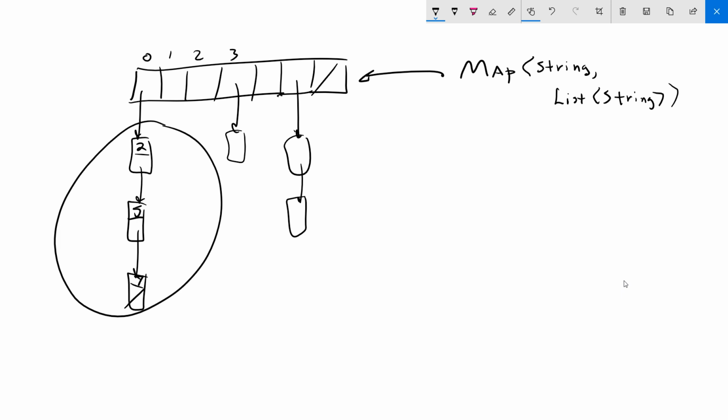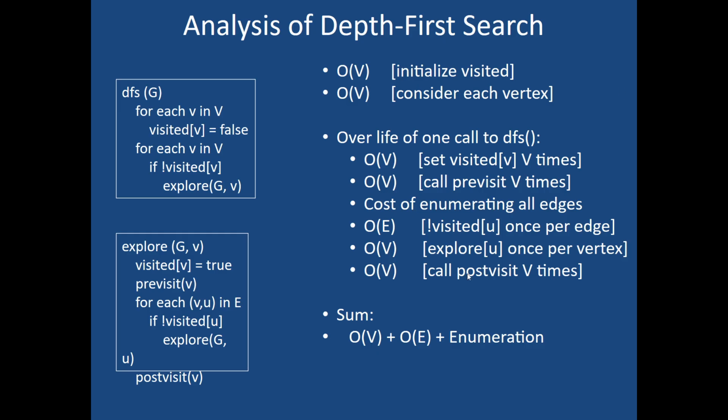So the analysis of depth-first search depends on what representation you're using for the graph. So for a matrix, it's O of V plus O of E, plus the cost of enumerating the edges, that's your V squared. And how did I turn a bunch of O of Vs and an O of E into one O of V and one O of E? Where did that simplification come from? Just getting from up here to down here.